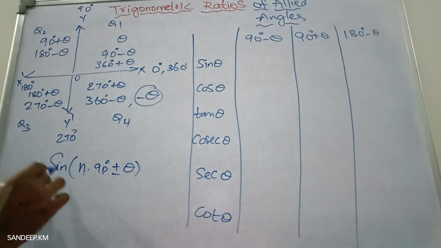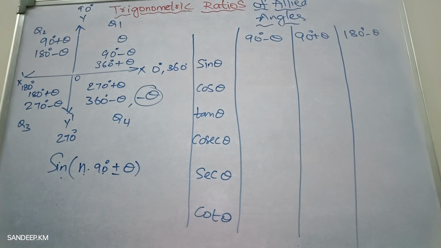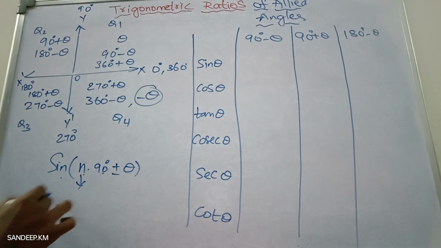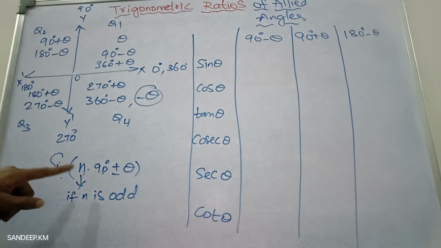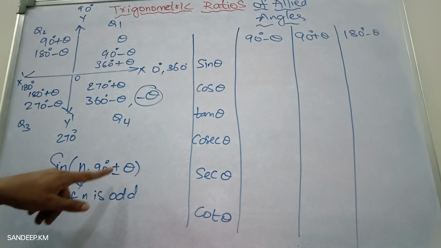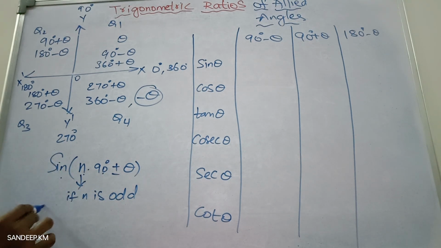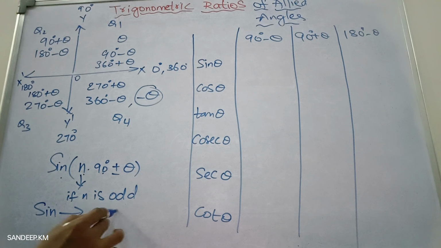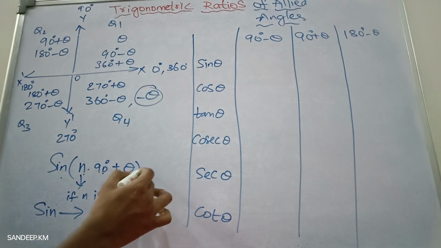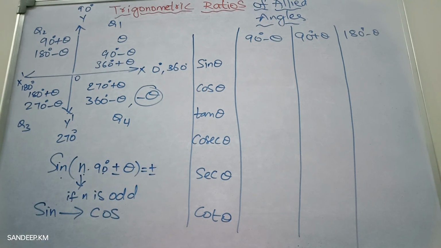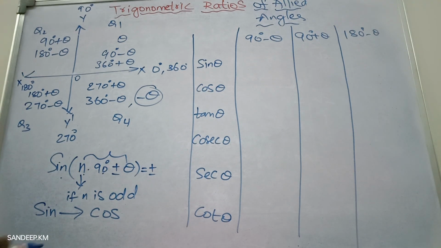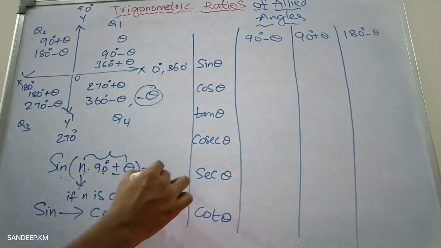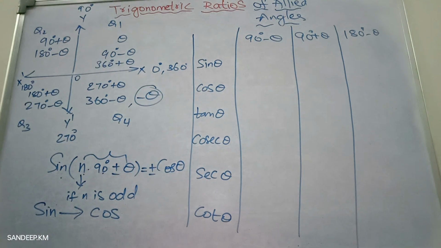Listen carefully. It can be sine, it can be cos, it can be tan, whatever. If n is odd, that means it is an odd multiple of 90 degrees plus or minus theta, then sine becomes cos. The result can be plus or minus depending on which quadrant this angle lies in, but sine becomes cos theta. So keep this in mind.